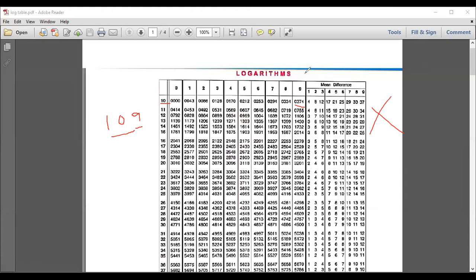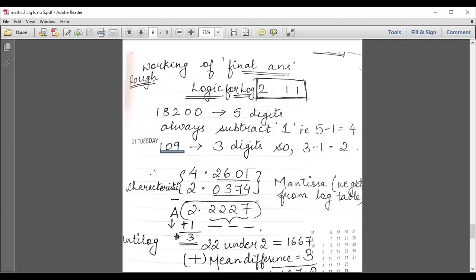What did we write, 10 under 9? What was the answer? See, the answer was 0374. It's the same answer which I showed you in the log table. Followed, did you understand up to here? Don't take stress. This is not the first and the last lecture. I'll be continuing this in every lecture so that you will understand how to do it.